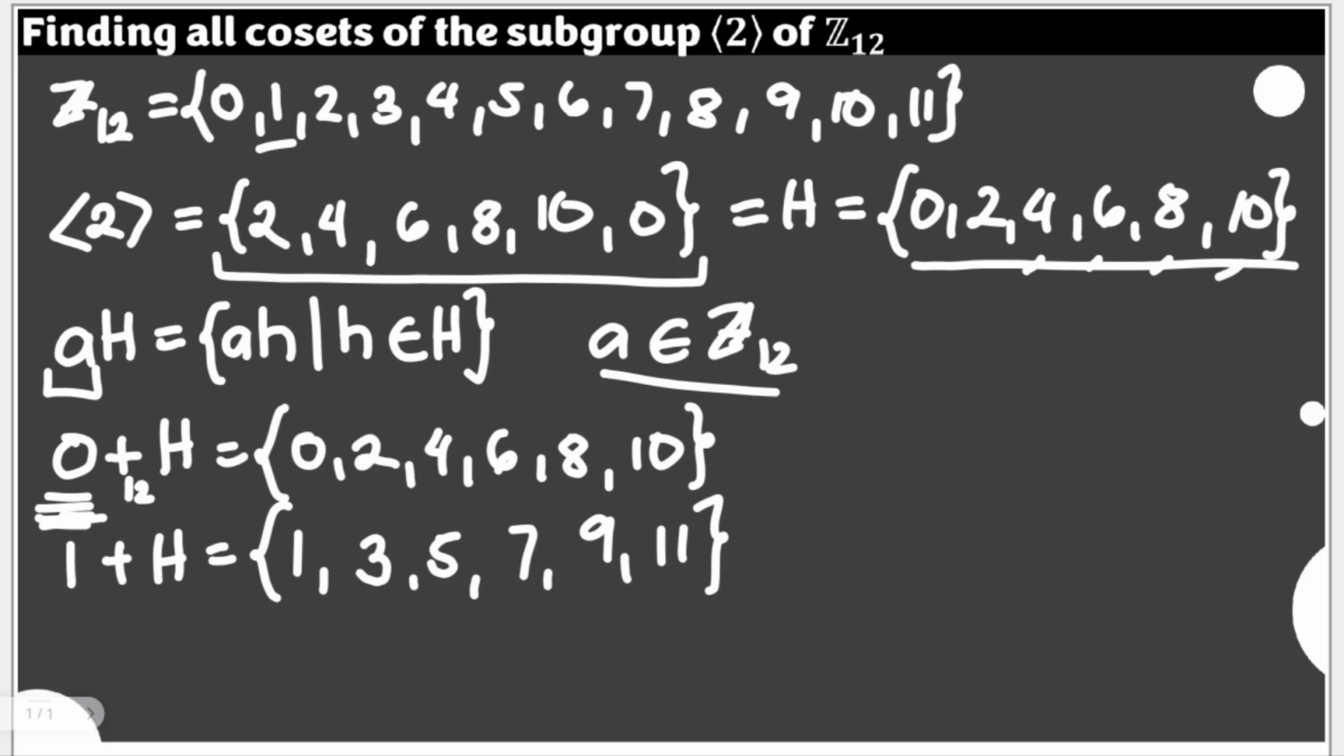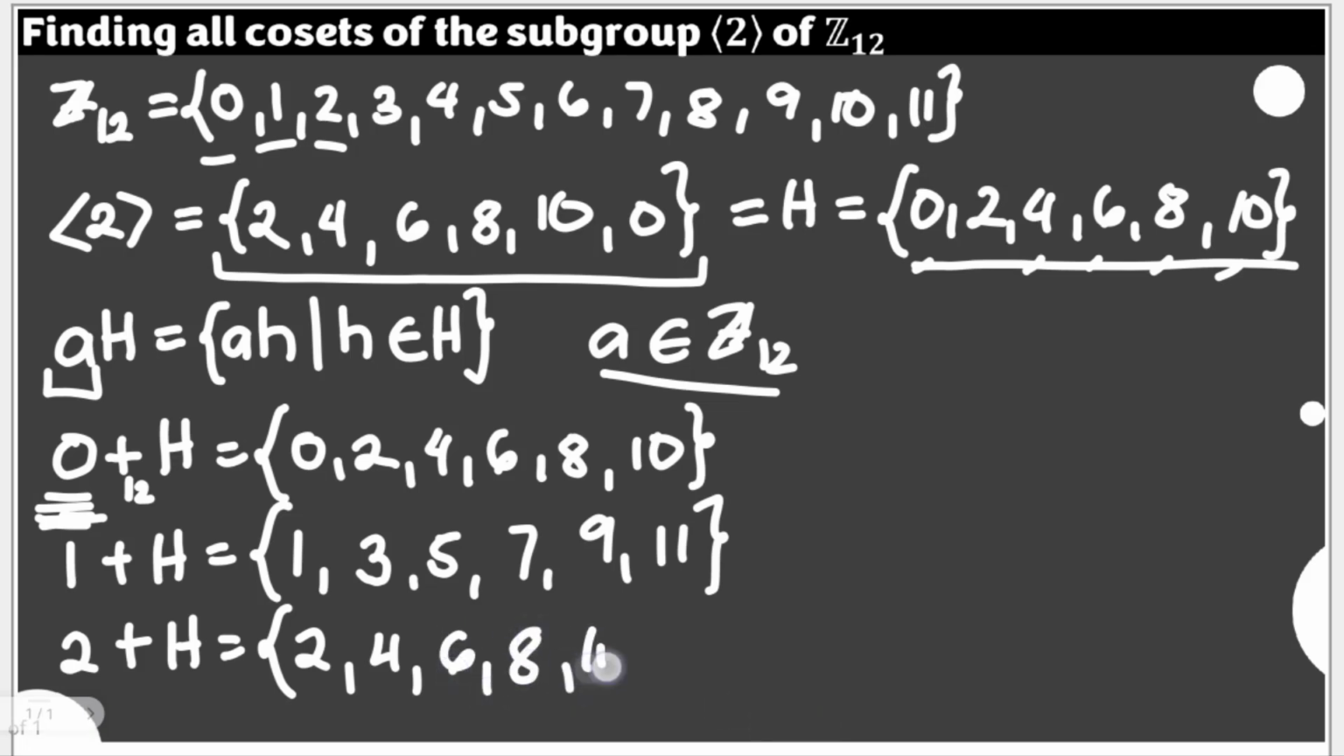Now let's continue to the next element of our Z12. So we have 2 plus H. The first element is 0, so 2 plus 0 is 2. 2 plus 2 is 4. 2 plus 4 is 6. 2 plus 6 is 8. 2 plus 8 is 10. 2 plus 10 is 12, that's 0 modulo 12.